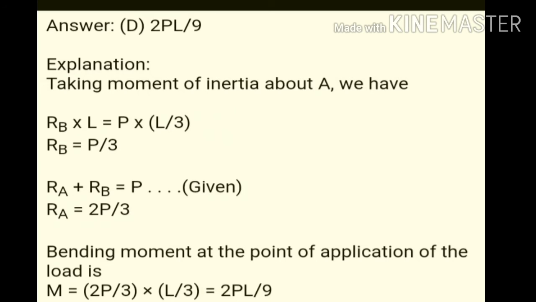So you got RB. How do we calculate RA? The total load is only P, a single load acting on the beam. So the total load will be shared by both reaction forces. RA plus RB must be equal to P. So the reaction force RB is equal to P by 3, which we already calculated, and we substitute it here. So RA plus P by 3 is equal to P, RA is equal to P minus P by 3, so RA is equal to 2P by 3.